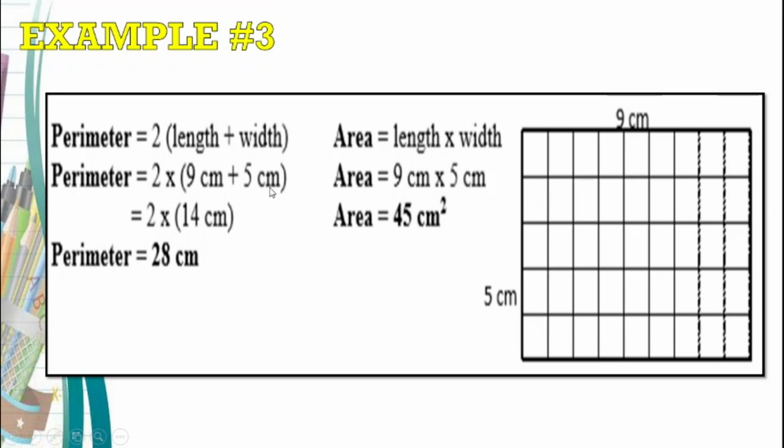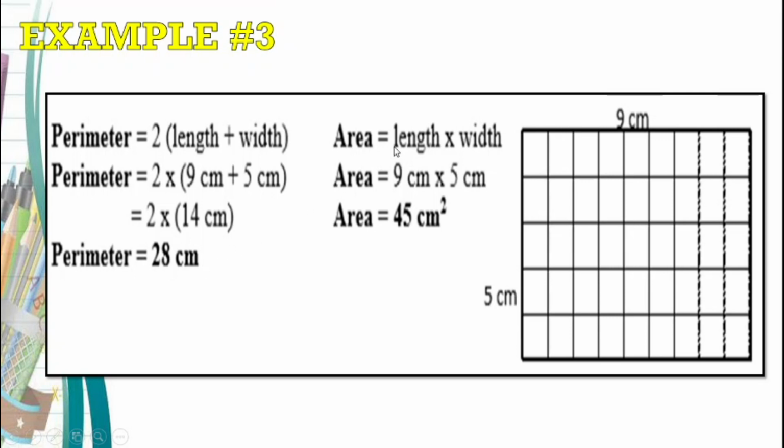So, for the perimeter, you just follow the formula: length plus the width, multiplied by 2, or 2 length plus 2 width. So, length plus the width, 5 plus 9 is 14. Then, multiplied by 2, the answer is 28 centimeters.